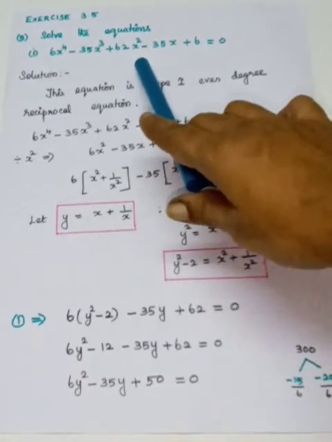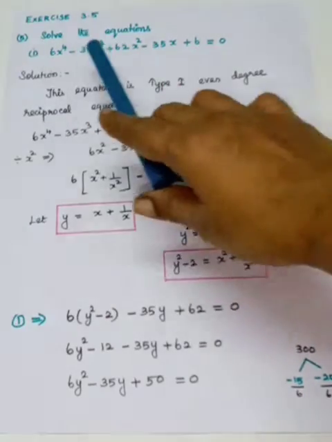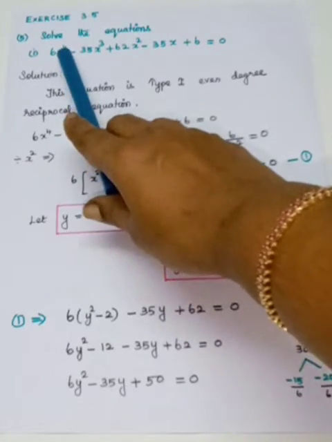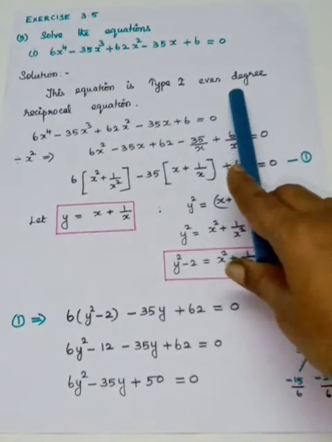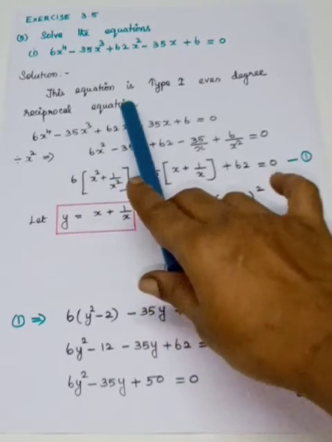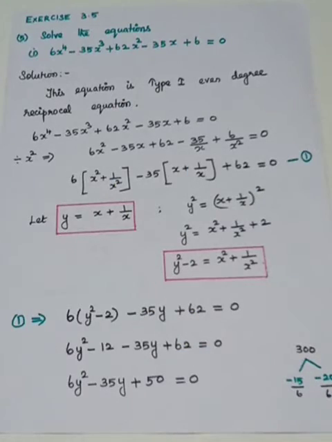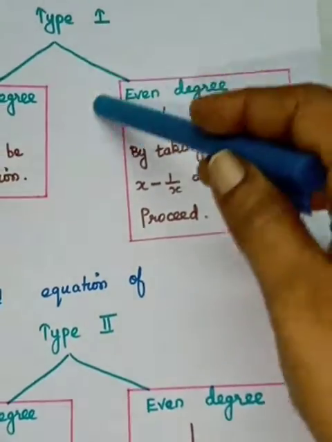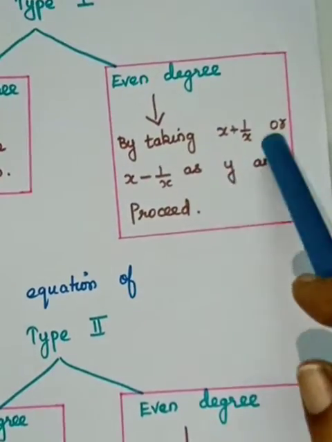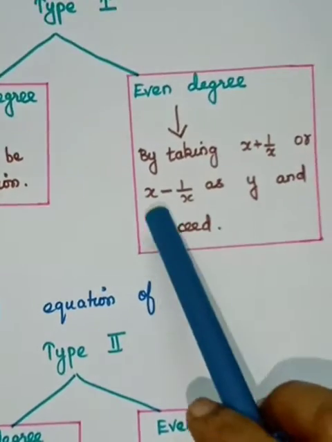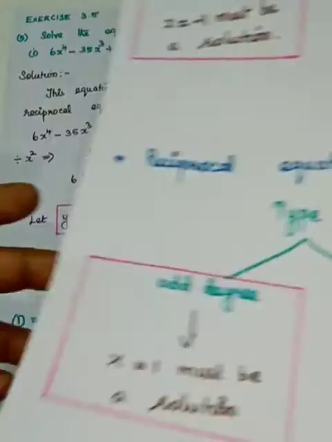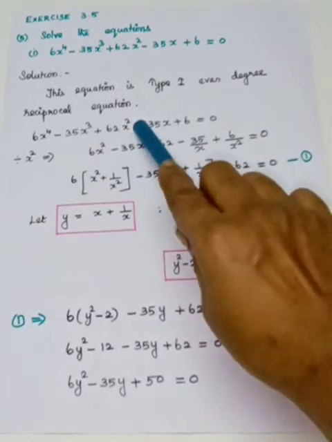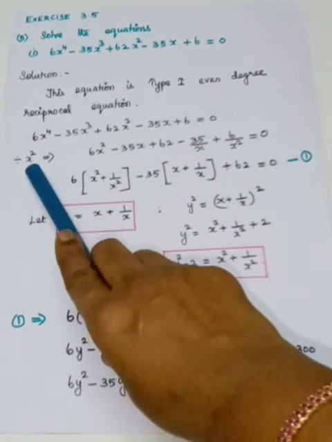This equation is type 1 even degree because the highest degree of the polynomial equation is 4. So it is an even degree reciprocal equation. You see that it's type 1 even degree, which means we have to arrange and bring it in the form of x plus 1 by x or x minus 1 by x. Either one you have to bring it. So I'll take the equation and divide by x squared.